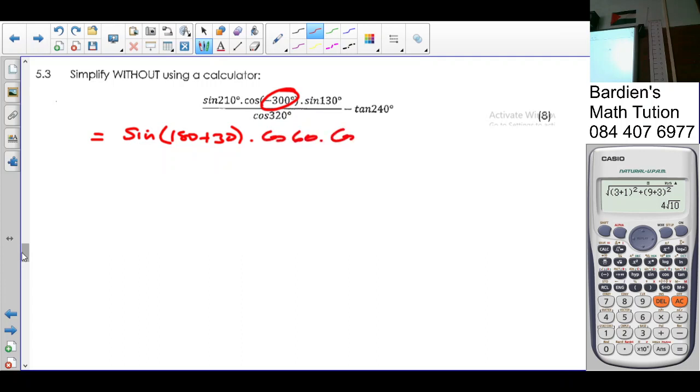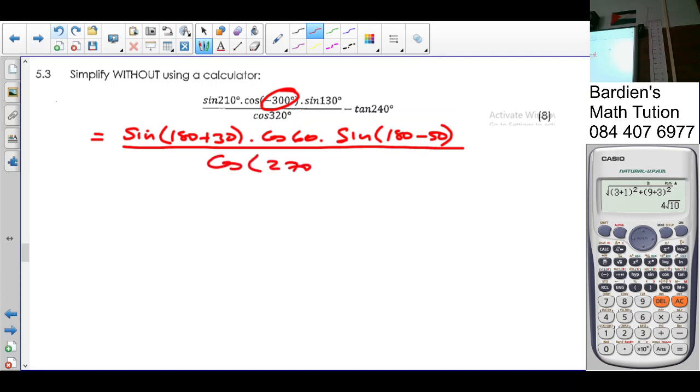130 is in which quadrant? That doesn't make a special angle. So some way or other, there's an angle that's going to link to that. So it's going to be sine of 180 minus 50. Now you see 320 is also not one of those special numbers. However, it can link up with 50. So it's going to be cos of 270 plus 50. Can you see that? And it can't be a 360 minus.